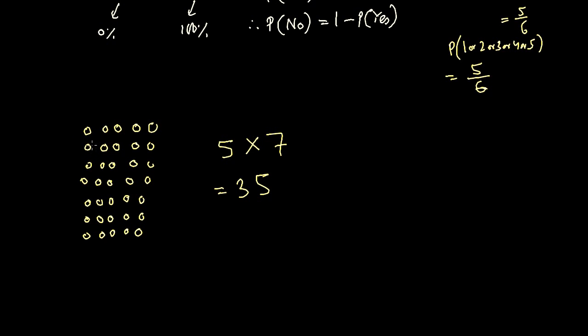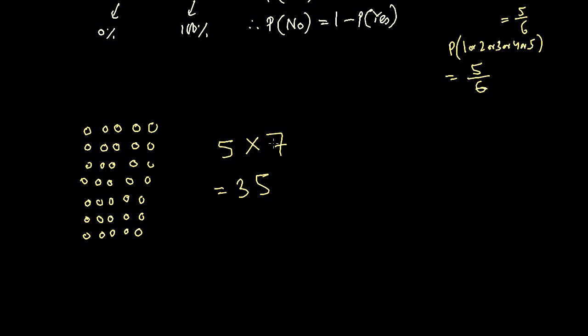It's like this: 5 plus 5 plus 5 plus 5 plus 5 plus 5 plus 5. 5 plus 5 is 10, 10 plus 5 is 15, 15 plus 5 is 20, 20 plus 5 is 25, 25 plus 5 is 30, 30 plus 5 is 35. So all you do is just multiply. So by the multiplication rule, counting becomes very easy.